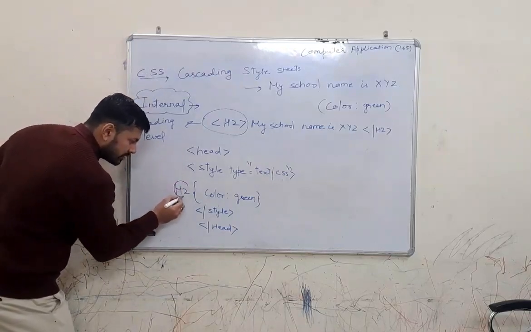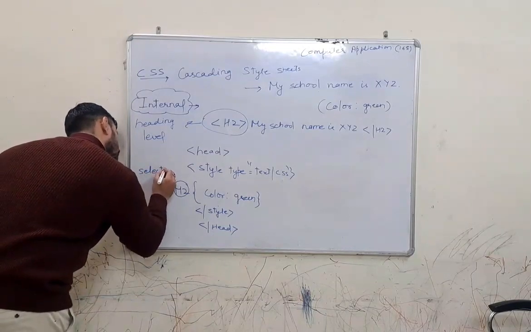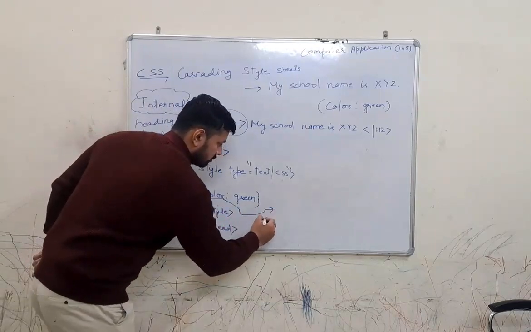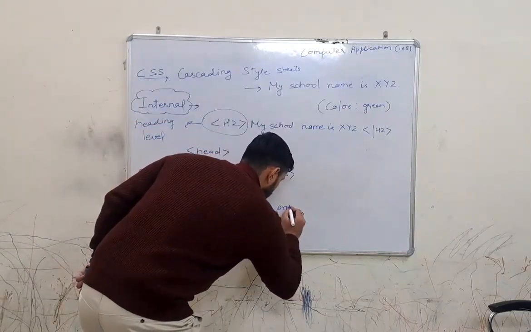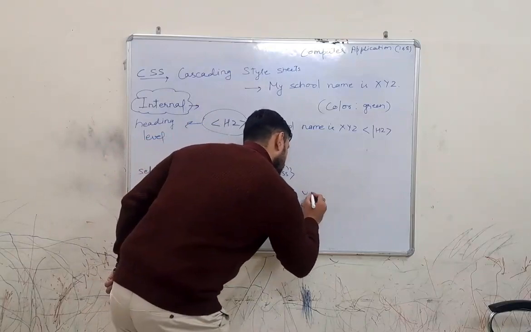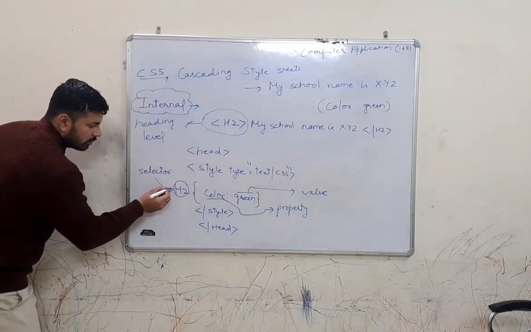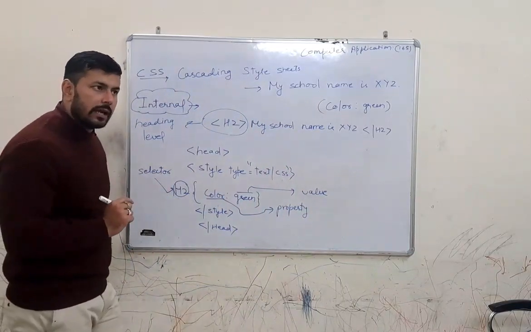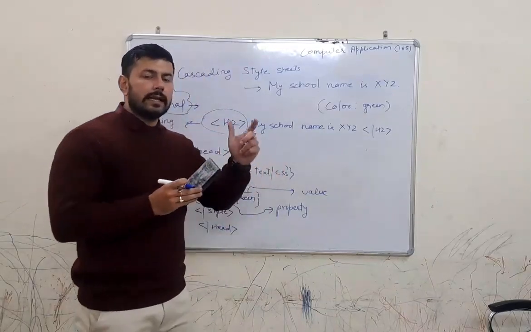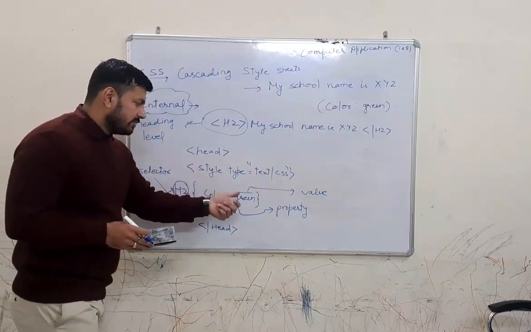What is this? H2 is the selector. This one is the property. This one is the value. Basically, we call it the selector: the tag in which we want to apply those effects. First we have to select that tag, so that selected tag is known as the selector. Then this is the property, and what is the value of this property?